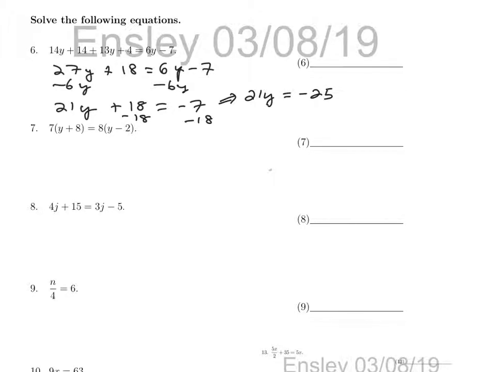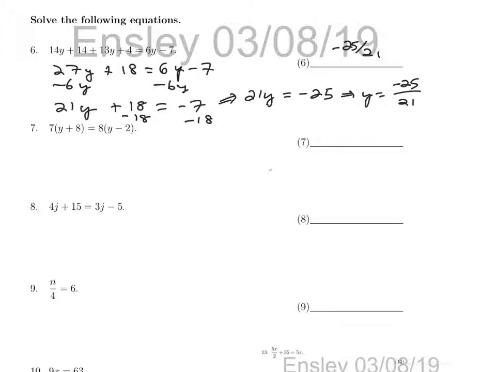So our first goal is to separate the stuff that has the variable in it, the y in this case, from the stuff that doesn't, and we've done that. And now we can just divide both sides by 21. And there's no common factors between those. 25 is 5 times 5, and 21 is 7 times 3. There's not going to be any common factors that allows us to reduce that. So negative 25 over 21 is the answer.